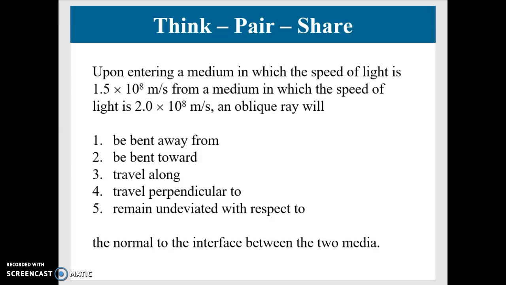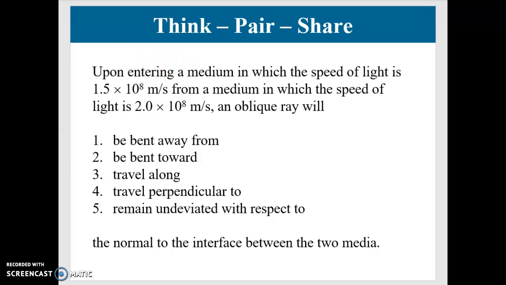Will it be bent away from the normal, bent toward the normal, travel along the normal, travel perpendicular, or remain undeviated? So here we have a speed, it's entering a medium in which the speed is slower than the medium from which it is incident. So with that in mind, we have a higher speed in the incident medium than we do in the refracted medium. So what's going to happen here?